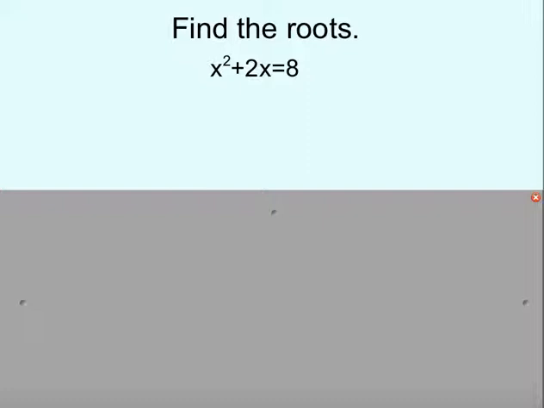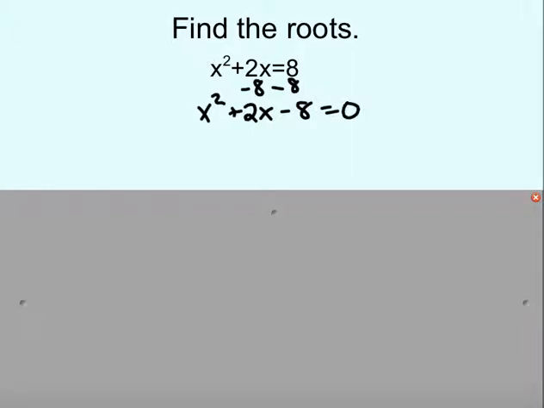All right, so what if it's in this form? It's not factored yet. Well, just like the other two, we need to do a couple things. Number one, we need to get it to equal 0, which means one side of this equation has to be 0. So we subtract 8 in this case. And we get x squared plus 2x minus 8 is equal to 0.